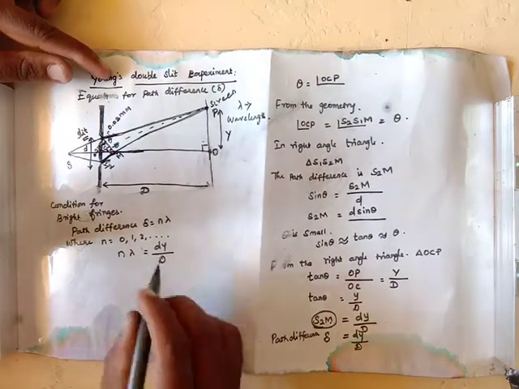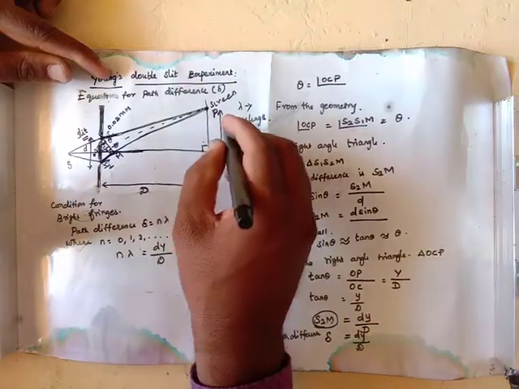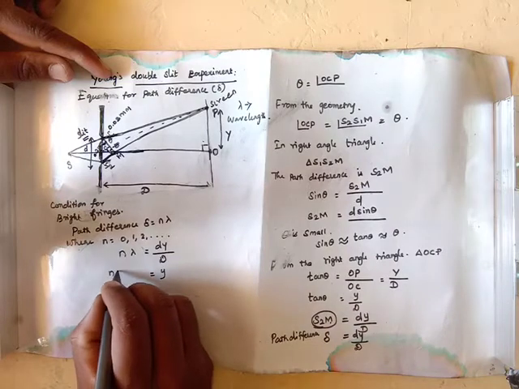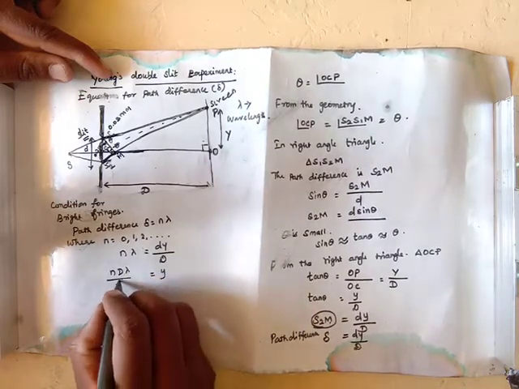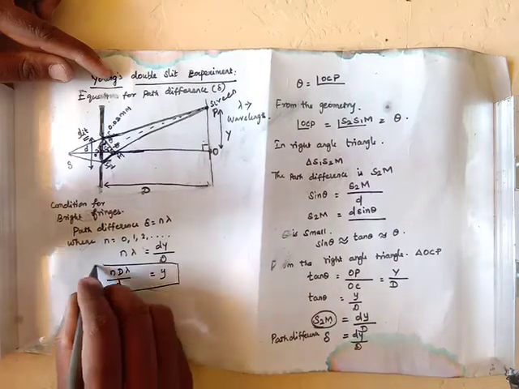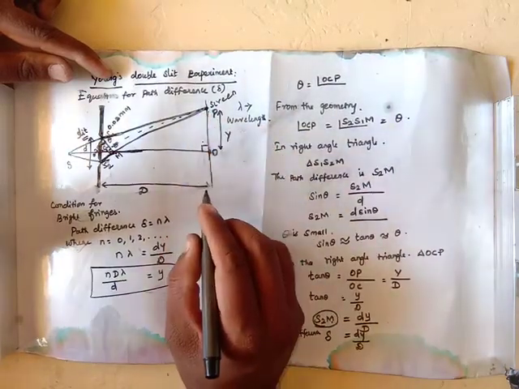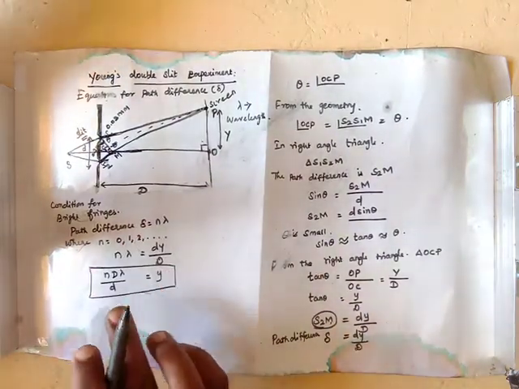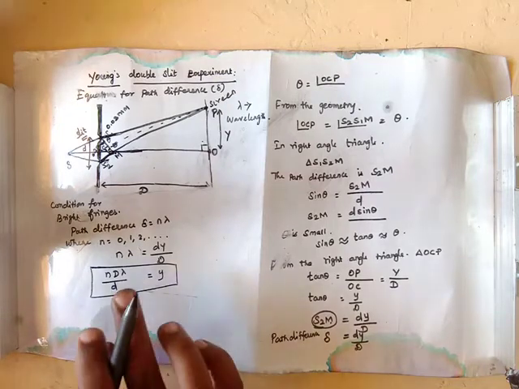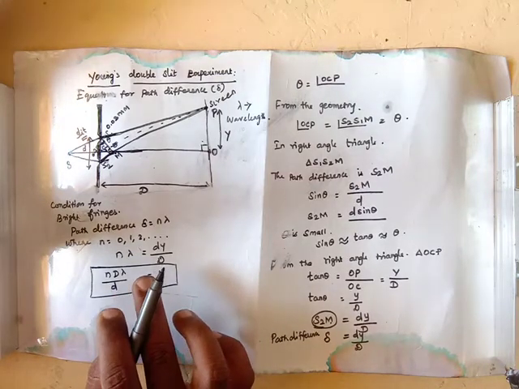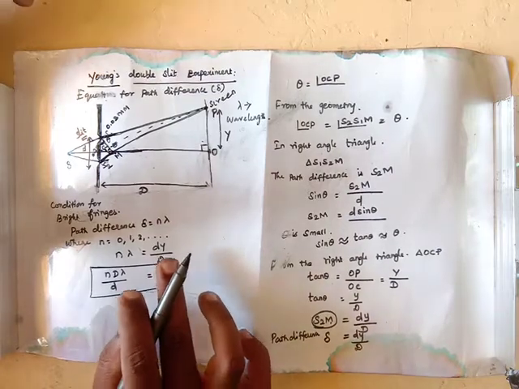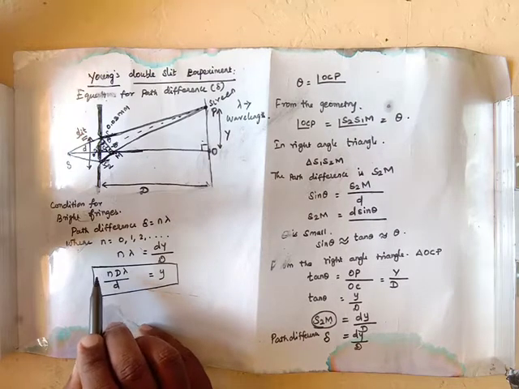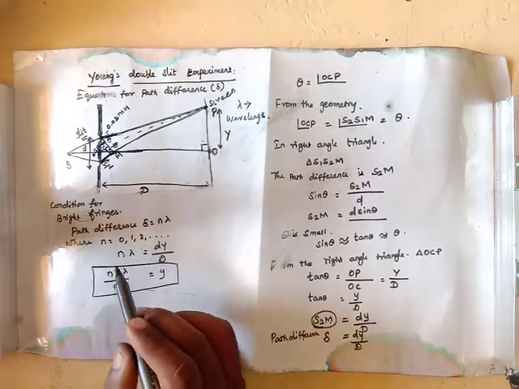From this we can write the values of y at which distance it produces a bright fringe. So y is equal to n d lambda divided by d. This is the distance from the center point. At this distance it produces a bright fringe. This is the condition for the point P to be a bright fringe. This is the distance of the nth bright fringe from the point O. For n equal to 1, it is the first bright fringe, and n equal to 2 means it is the second bright fringe.